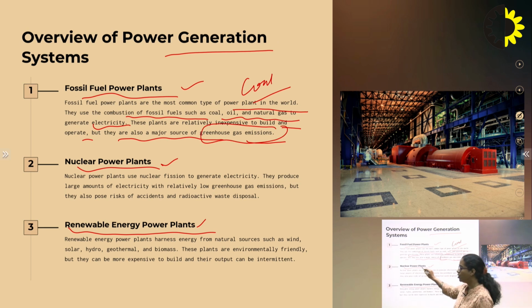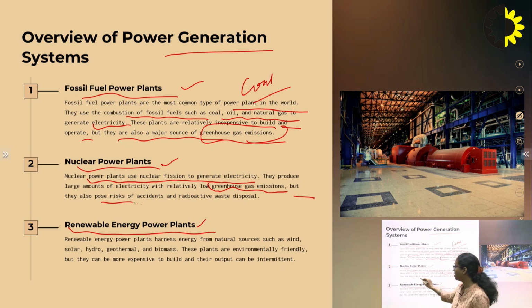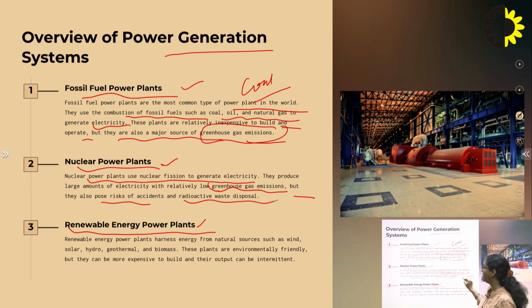Another one is nuclear power plants, where radioactive materials are used for power production. Nuclear power plants use nuclear fission to generate electricity. They produce large amounts of electricity with relatively low greenhouse gas emissions. So this is a very important factor to cover here: in the case of nuclear power plants, the greenhouse gas emission is very low, but they also pose risk of accidents and radioactive waste disposal, as they provide exposure to radioactive elements. So here is the risk of radioactive waste disposal.